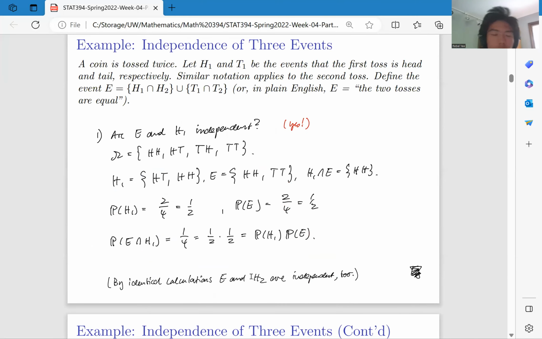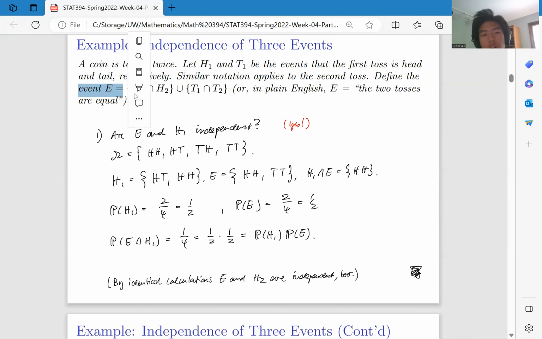So let's see some more examples. Okay, so now we toss a coin twice. The coin has 2 sides. So let H1 be an event, and T1 also an event. That is, if the first toss is head, we denote it by H1. If the first toss is tail, we denote it as T1. Similarly, if the second toss is head, we say it's H2, and if the second toss is tail, we say it's T2. So we define a new event here, E.